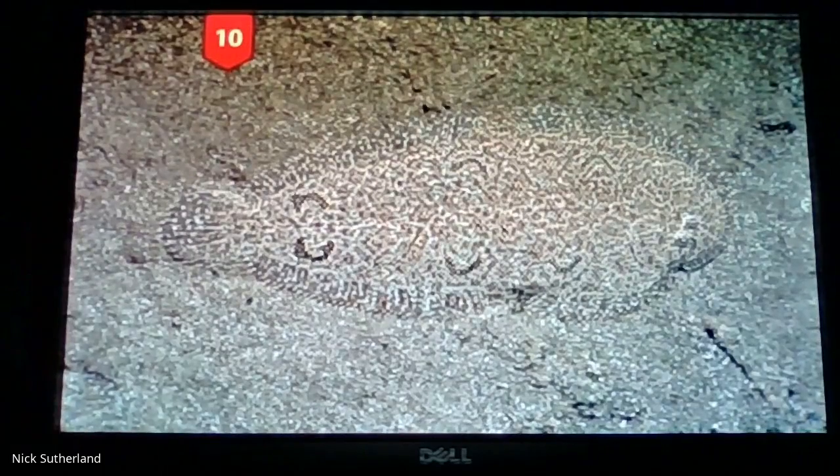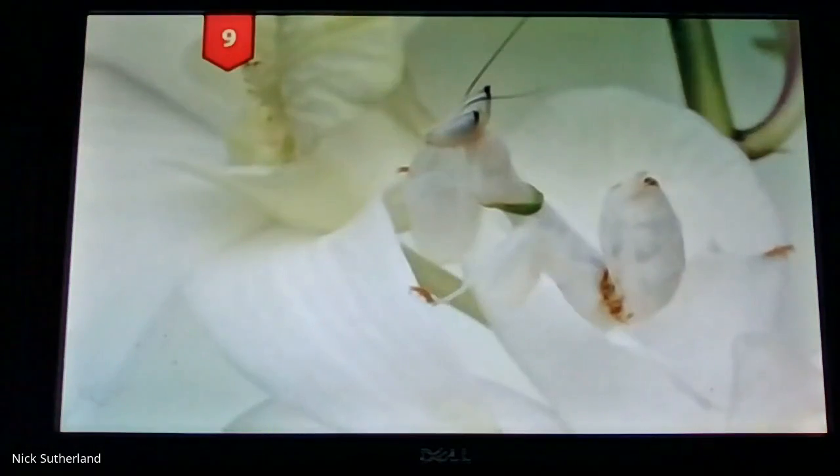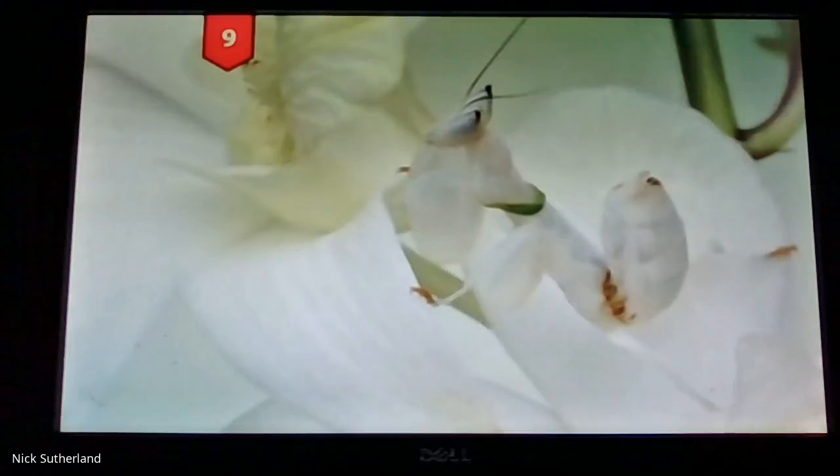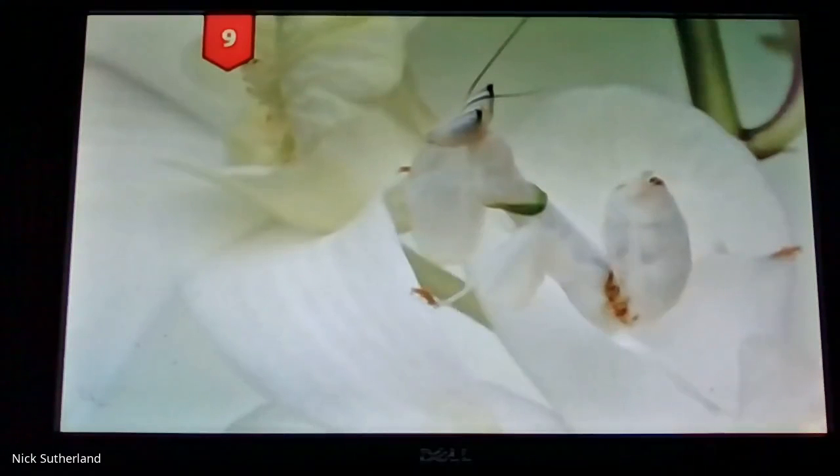Number 10, the right-eyed flounder. Because they always lie on the ocean floor on their left side, this species of flounder has both eyes on its right side, hence the name. Number 9, the orchid mantis. Thriving in the humid and warm Indonesian rainforest, this mantis can usually be found on papaya trees and will pretty much eat anything it catches.